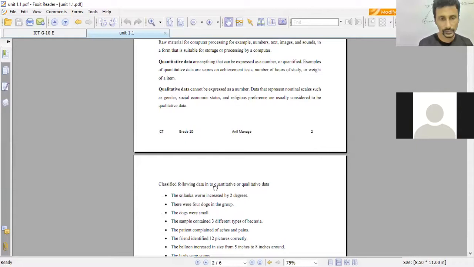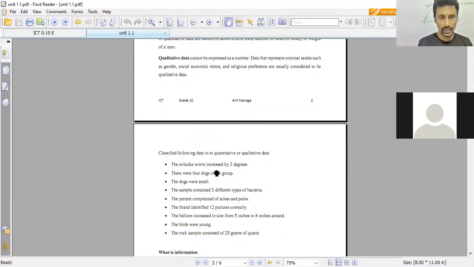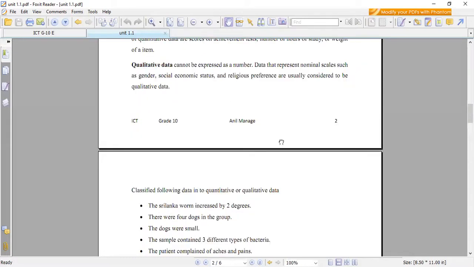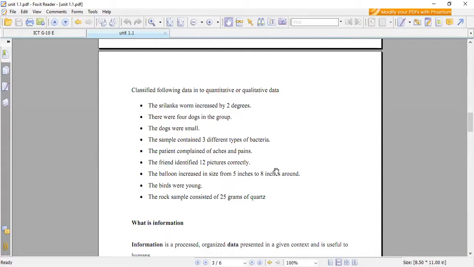There are 9 points given. Try to figure out whether they are qualitative or quantitative data. I'll give a few minutes. As long as you don't have the tute at the moment, write it somewhere on paper. When you get the tute, you can mention it here.